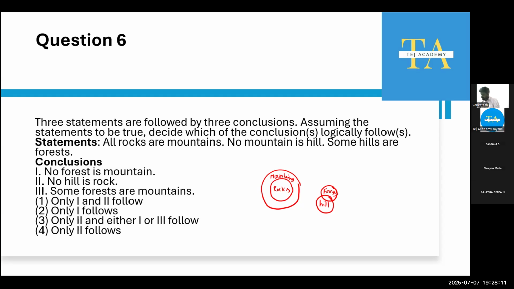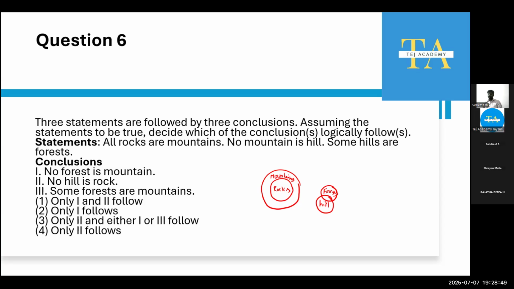No hill is rock. Hill and rock: here all rocks are mountain and no mountain is hill, but for hill and rock there is no connection. But some hills may be rocks, some rocks may be hills. The possibilities are there. So conclusion 2 is not giving the proper explanation.